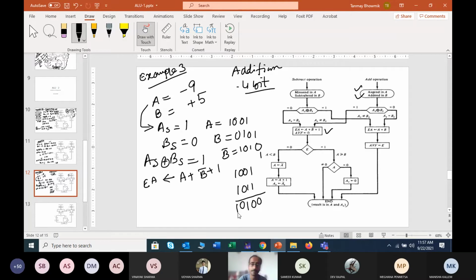So then what should be done? You have got A equals 1001, B equals 0101, right? BS equals 0. So this has been done in this step. This 0 has been given in this step. 9 has been given in this step. Negative sign has been given in this step. You have performed AS XOR BS. It got a 1, so it will perform this negative operation. It has come in this step. You have taken A plus B complement plus 1. It is 0101. It has been complemented. It is 1010 followed by 1.